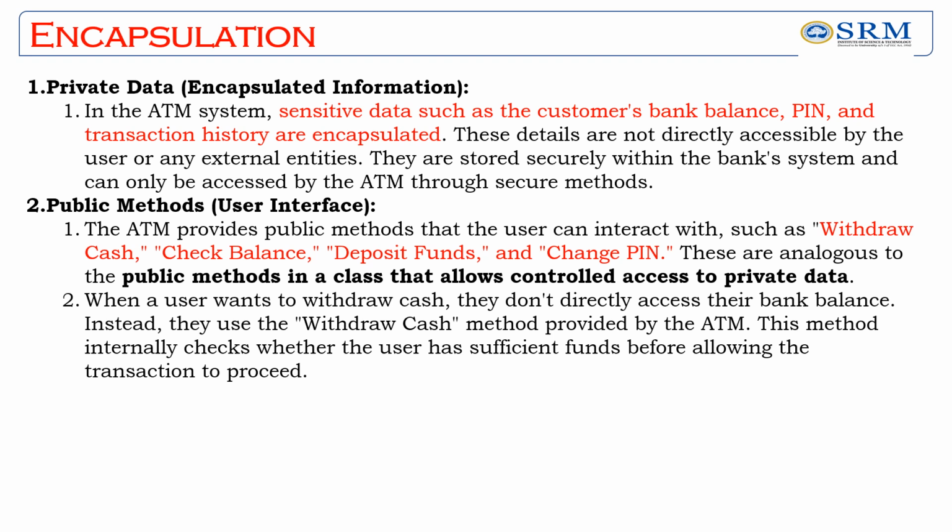So other than these methods, no class can access these private variables: customer balance, PIN, and transaction history. And next, when a user wants to withdraw cash, they don't directly access their bank balance. Instead, they use the withdraw cash method provided by the ATM class. So this method internally checks whether the user has sufficient funds before allowing the transaction to proceed.